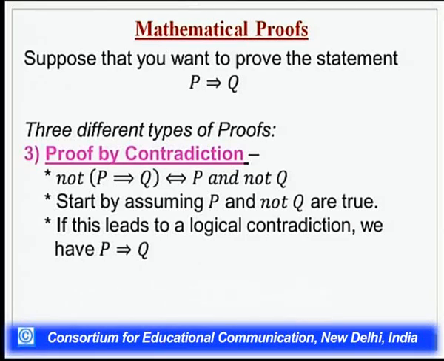So our statement here is P implies Q. If we assume that this statement is not true, that is the same thing as saying not (P implies Q). And this is logically equivalent to saying, if you look at the slide here, that P and not Q are true. So we'll start by assuming that propositions P and not Q are true. If in this we arrive at some logical contradiction, we will say that P has to imply Q.